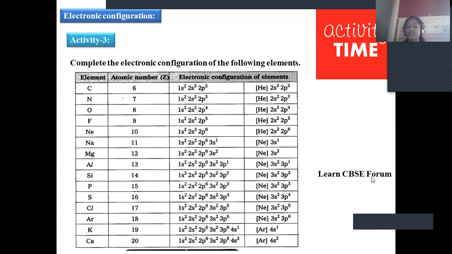This is the data collected from the Learn CBSE forum. With this, the entire chapter of Unit 6, Structure of Atom, is completed. In total, 9 videos are in the series, with detailed explanation available on the channel called World of Competitive Chemistry.